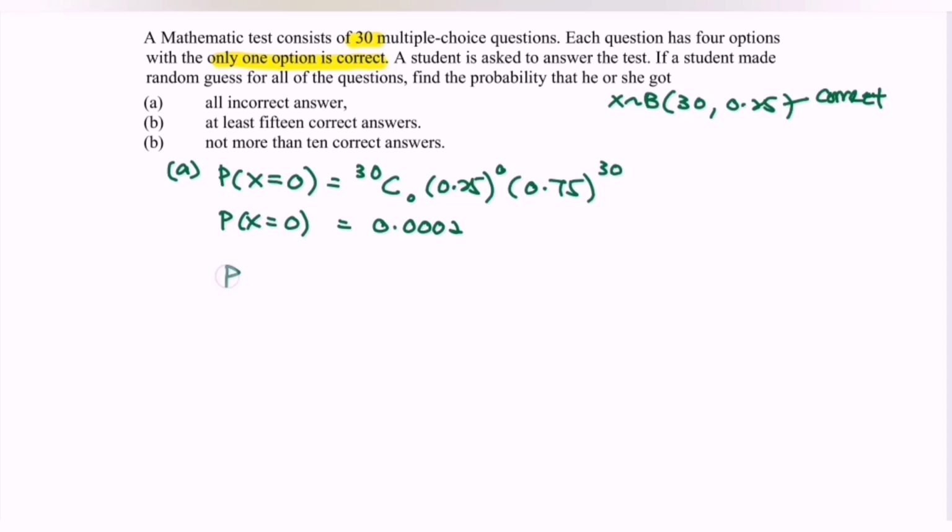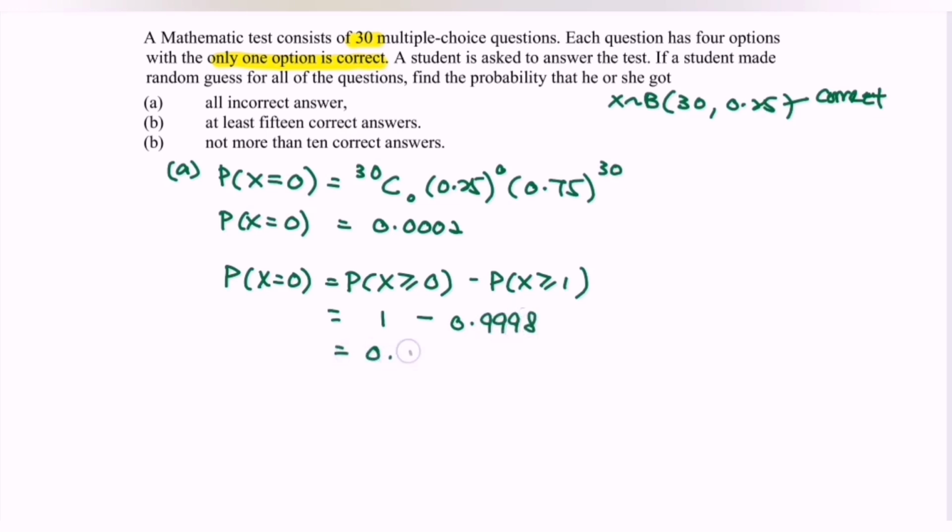Or maybe we can make use of the table. The probability that X is greater than or equal to 0 minus the probability that X is greater than or equal to 1. That is by using the table. So here we have 1 minus 0.398. Finally, we have the same answer, 0.0002.